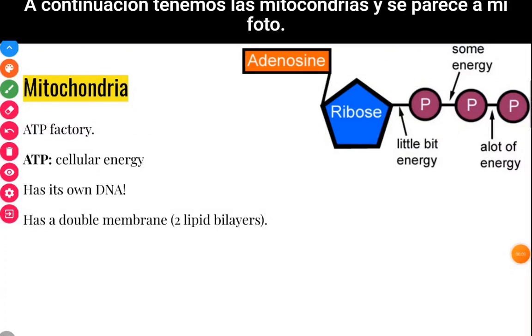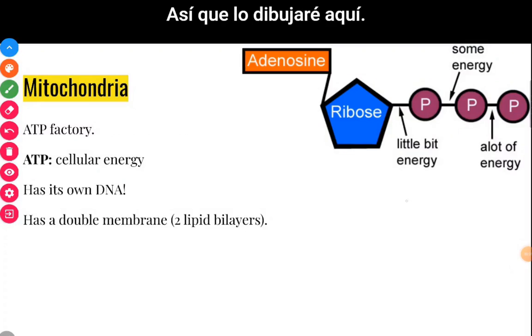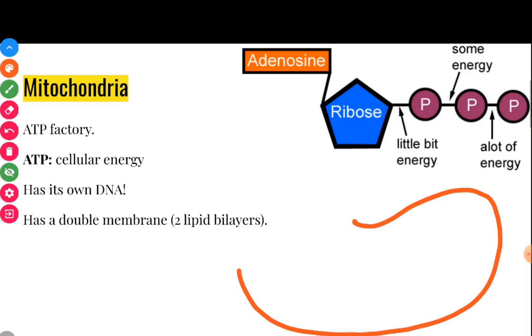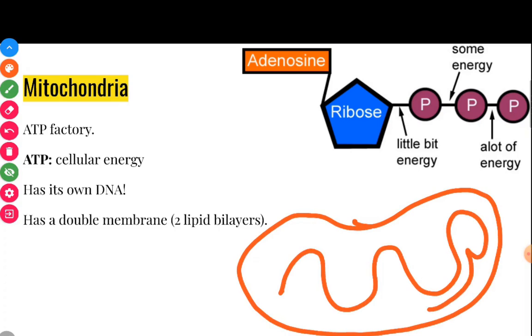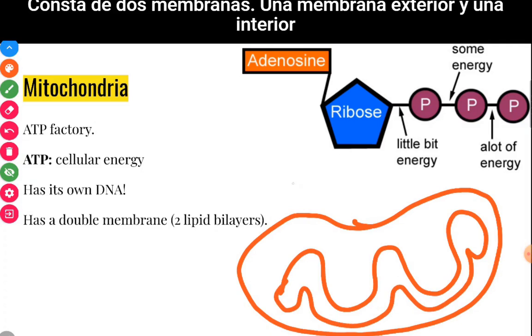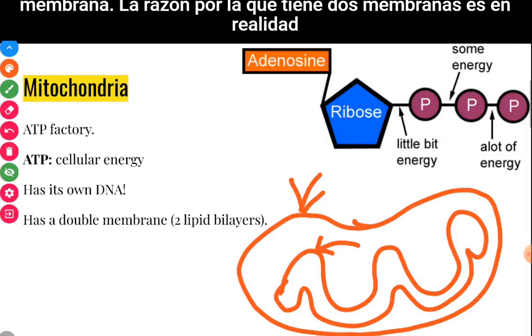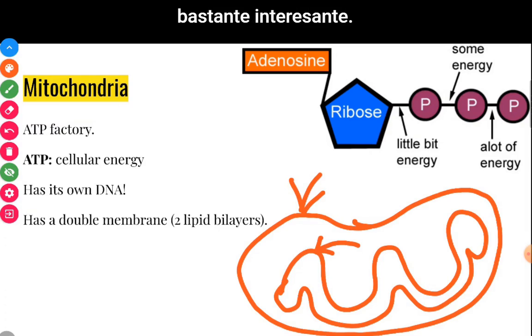Next we have the mitochondria, and it looks like my picture didn't make it to the slide, so I'll draw it here. The mitochondria has a very particular shape. It consists of two membranes, an outer membrane and an inner membrane. The reason that it has two membranes is actually pretty interesting.